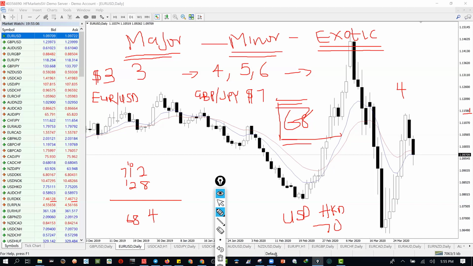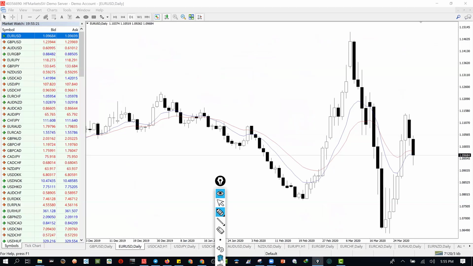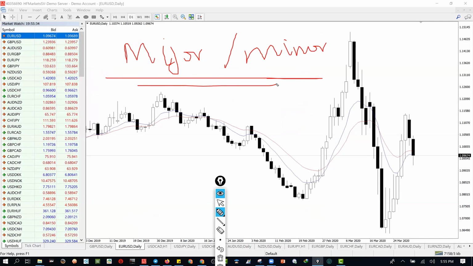Some traders trade exotic currency pairs, but that doesn't mean you can't make money there. But I focus on the major and the minor currency pairs, which most investors in the world focus their attention on. So my advice is you stay on the major and the minor currency pairs. So that is it.